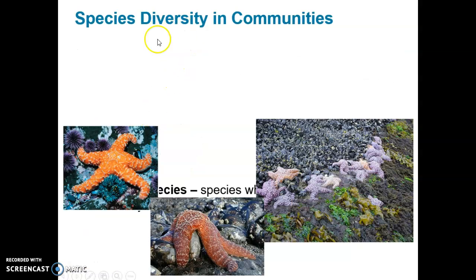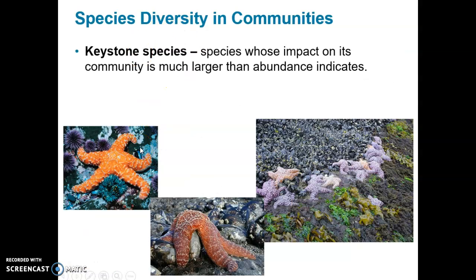Okay, let's move on to an example of an organism that has a really important effect on a community structure, and this is the keystone species. It's a species whose impact on the community is much more significant than its actual abundance, or its actual numbers, would indicate. And actually, it could be somewhat rare in its community.